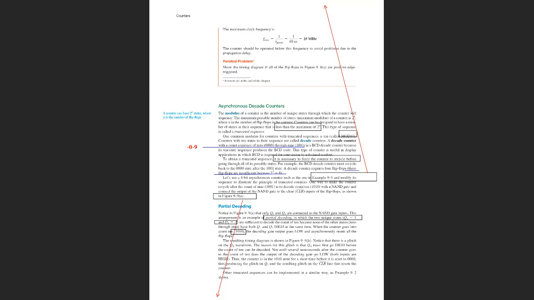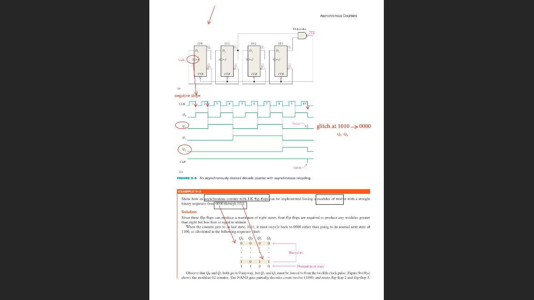If you want to create an asynchronous decade counter, a modulo 10, which means counting from 0 to 9, we need to force the counter to recycle before 10 appears. So we have partial decoding, which means we have the means which cause that at the 10th clock we get back to 0. Let's see how it is working.